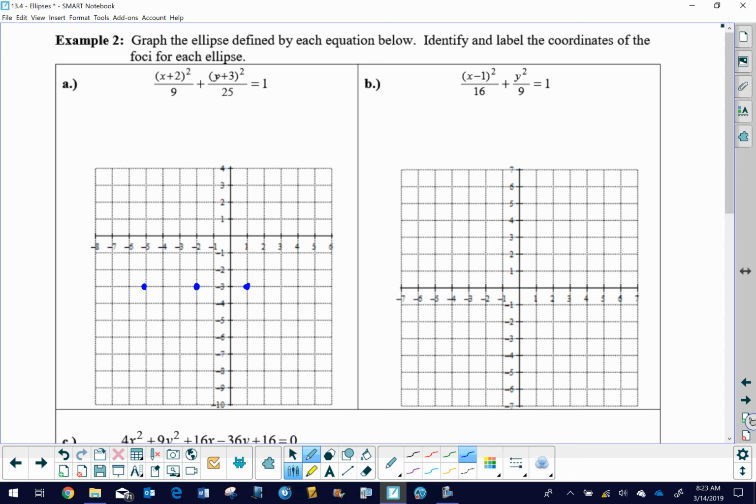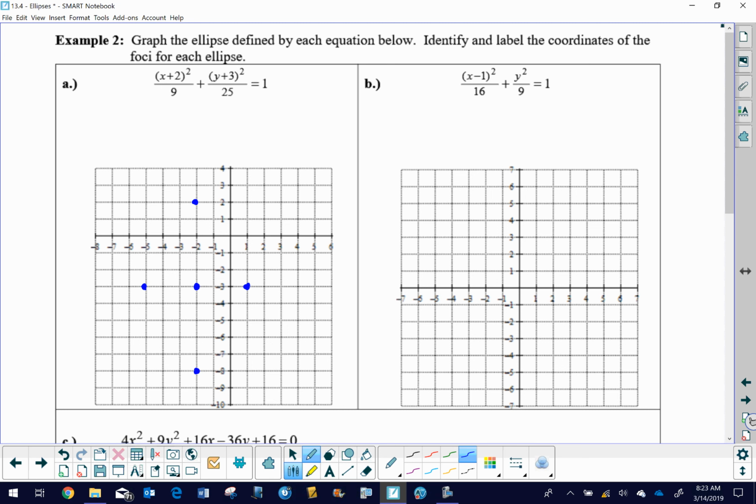The value that's underneath the y fraction is 25, and the square root of 25 would be 5. So we would count out 1, 2, 3, 4, 5. I'll say that again. We take the square root of 25 and get 5. And that's how far we would count out in the y direction.